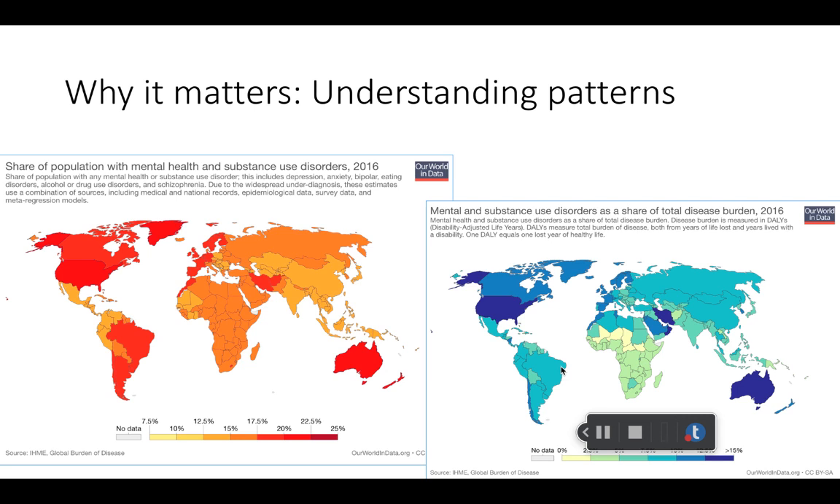And then if you take a look over on the right, another map showing what proportion mental health and substance use disorders are as a share of the total disease burden in the same year, you see that again in the US and Australia, mental health and substance use disorders take up a relatively large proportion of all disease. And that makes sense because there are other diseases that are much more common, particularly in sub-Saharan Africa and South Asia, communicable diseases and so on. So all of this is communicating a lot of information just using percents.